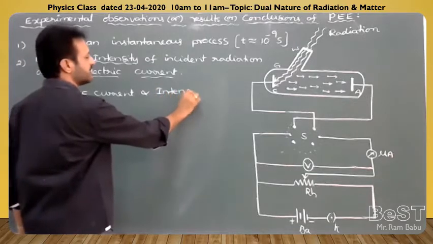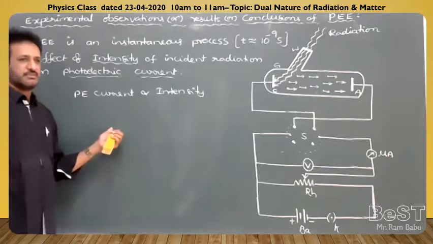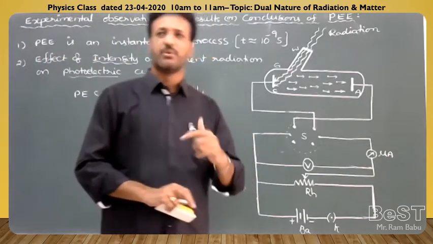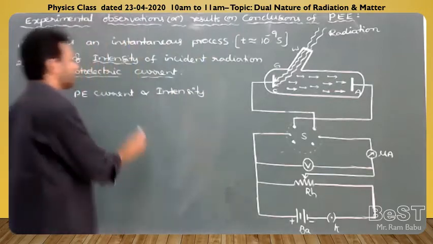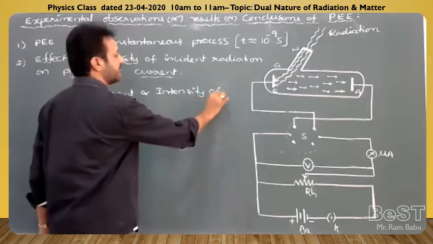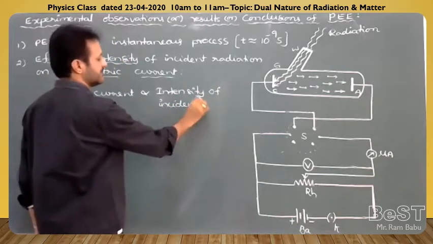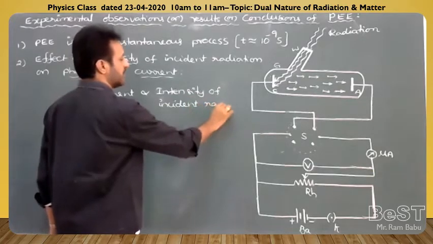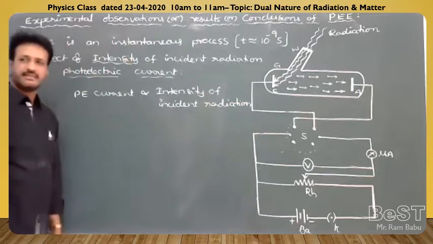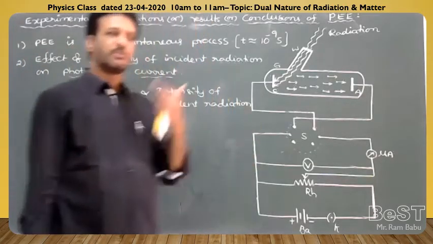Whenever the intensity of the light is increased, what will happen? Photocurrent also increases. The more the intensity of the light, the more the number of electrons coming outside, and the more the photoelectric current. So photoelectric current is directly proportional to the intensity of incident radiation. It is the second observation. More the intensity of the light, the more current we will get.